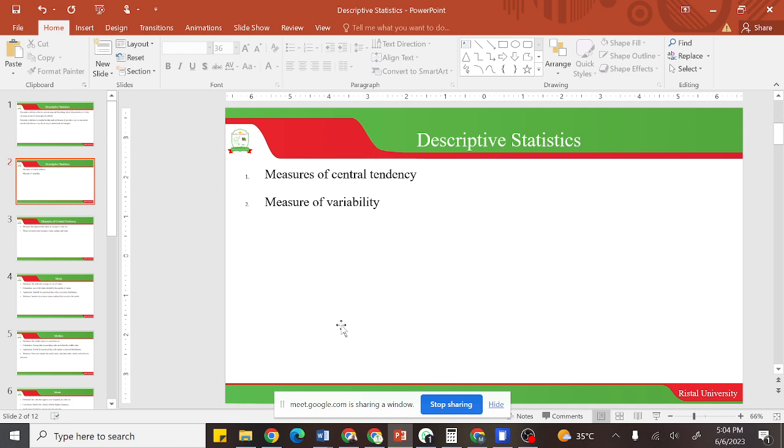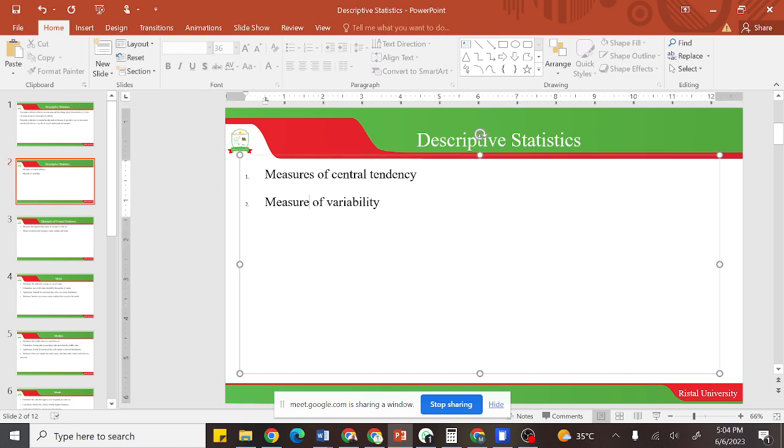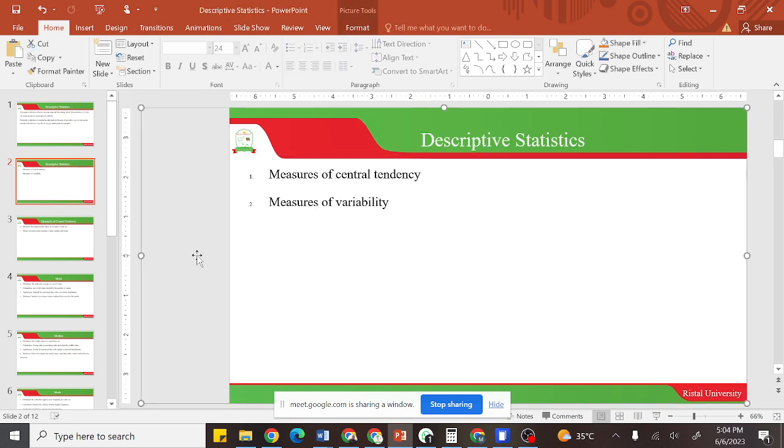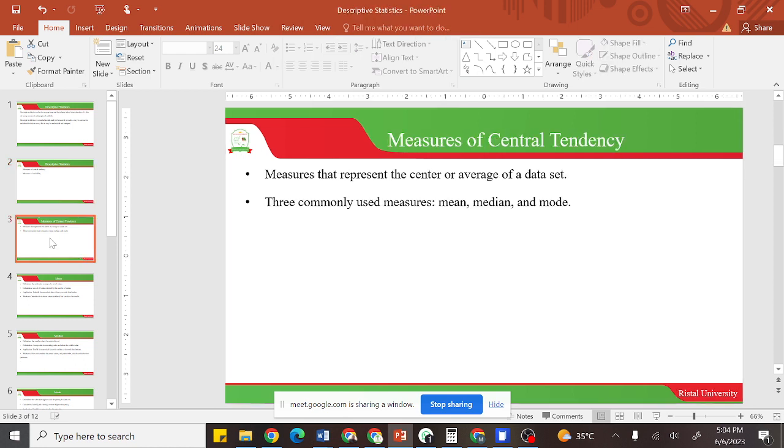So we have two major measures of describing statistics broadly. We have the measures of central tendency, and then we have what we call the measures of variability. Those are the two broad measures that we have. Each one of these has its own different measures. So let us start with the measures of central tendency.